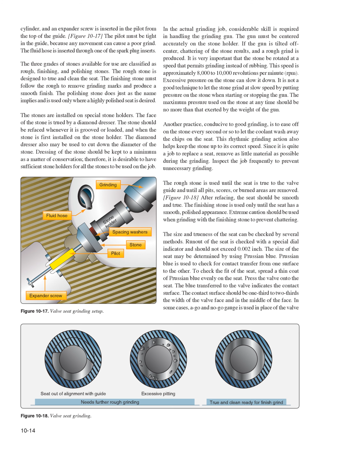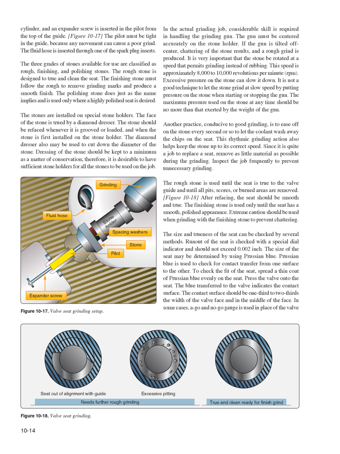In the actual grinding job, considerable skill is required in handling the grinding gun. The gun must be centered accurately on the stone holder. If the gun is tilted off-center, chattering of the stone results, and a rough grind is produced. It is very important that the stone be rotated at a speed that permits grinding instead of rubbing. This speed is approximately 8,000 to 10,000 revolutions per minute, RPM.